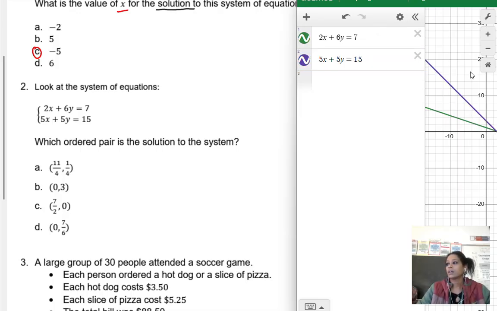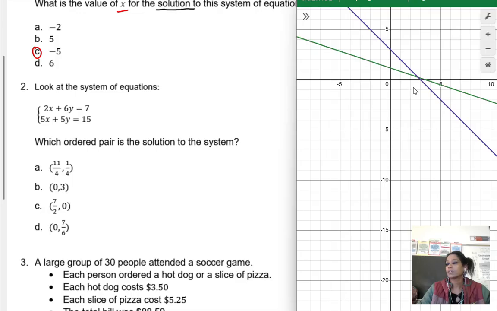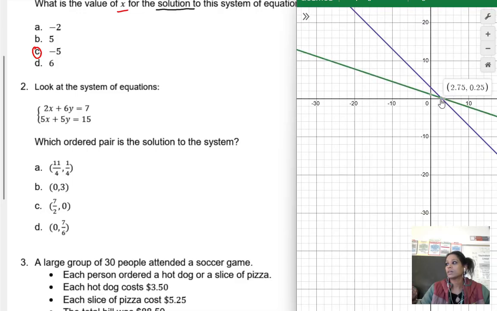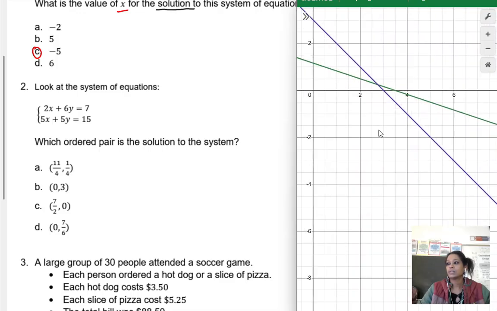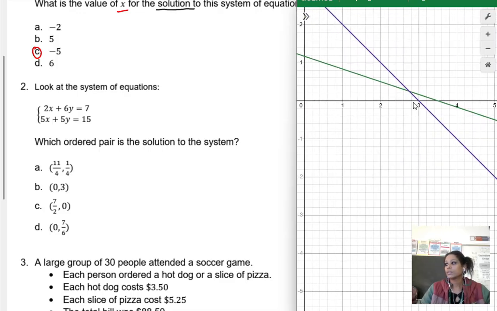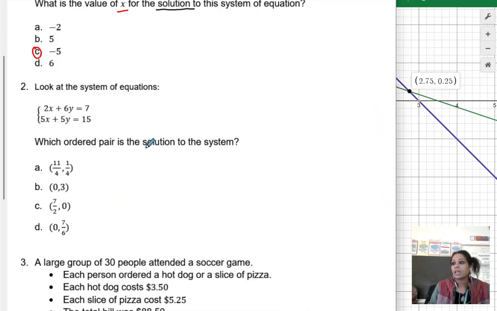And then on this one, just be careful because sometimes if you zoom out and you click and you have all of these points, it's best to zoom in to where the solution will be, which is right here. Okay, and that's it. That's our solution. Let me write it down and then I will try to find it here. So my solution is 2.75 and then 0.25.